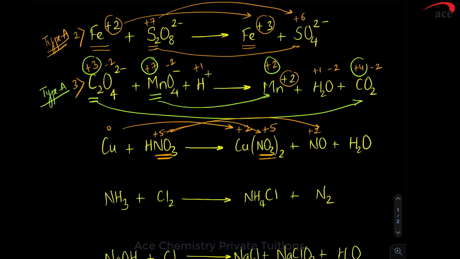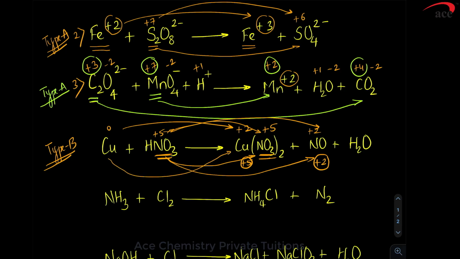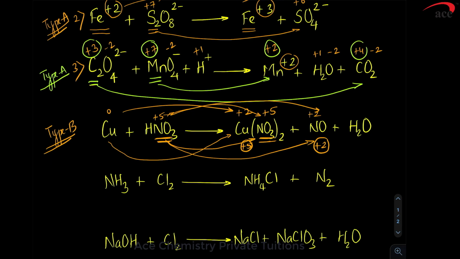In this case, what you are able to realize is that nitrogen exists in two different forms as a product. In one place, the oxidation number is the same. In the other place, the oxidation number is changed. Such a type, we will call type B. They are not simple ones. Copper is going to only one compound, but nitrogen has two different oxidation states in the products.